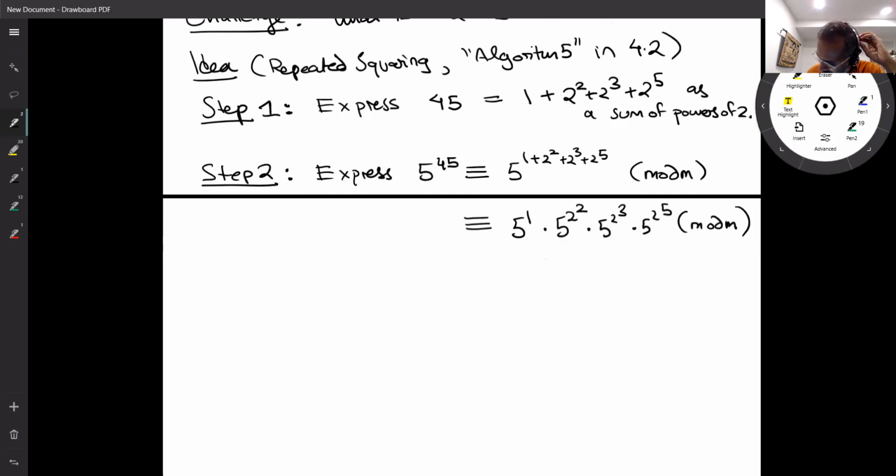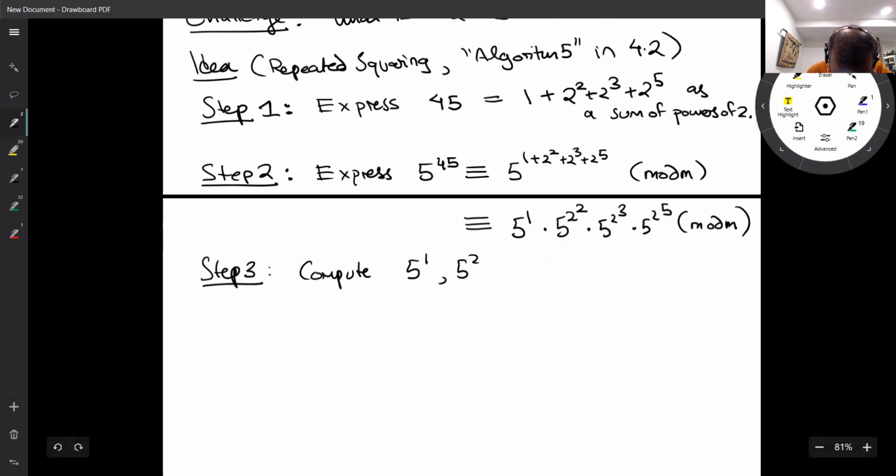Now, why is this a useful thing? So step 3 is compute all of these powers of 2. So let's just write it this way: compute 5 to the 1, 5 to the 2 squared, 5 to the 2 cubed, 5 to the 2 to the 5 modulo m by repeated squaring. So what do I mean by that?